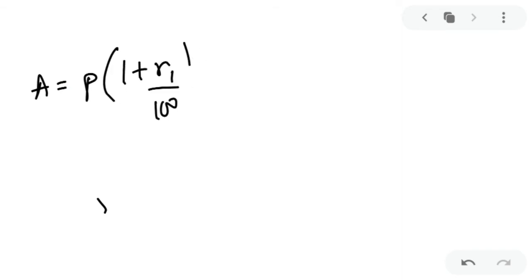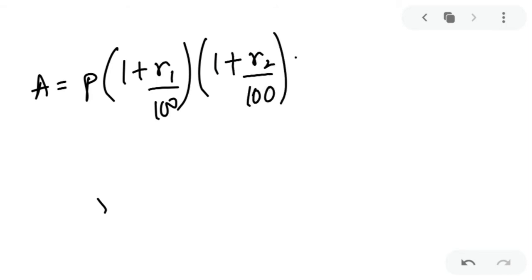My dear kids, when the rates for successive years are different, in that case, you can go for amount is equal to principal (1 + R1/100) and so on, when you have different rates for different years.